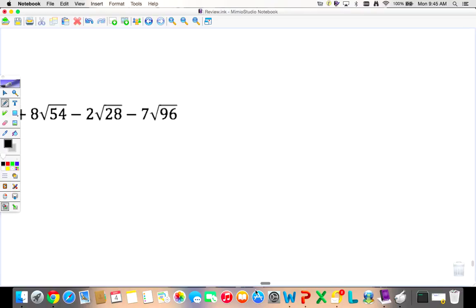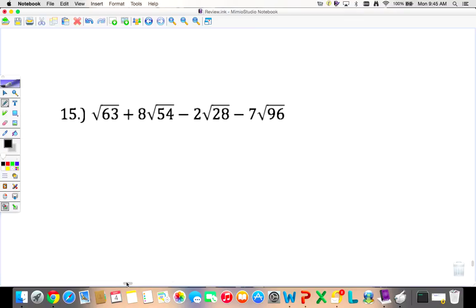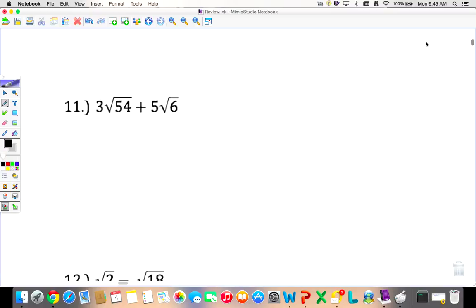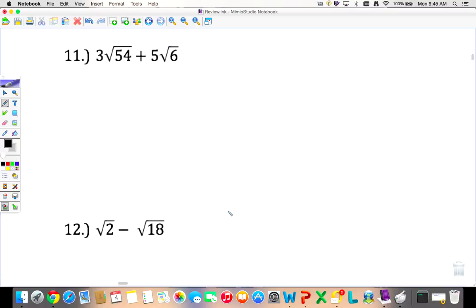Alright, and we have 5 more left, I believe. Let me go back over here. Yep, 5 more. So we're going to start up here at number 11. We have 3 square roots of 54 plus 5 square roots of 6.